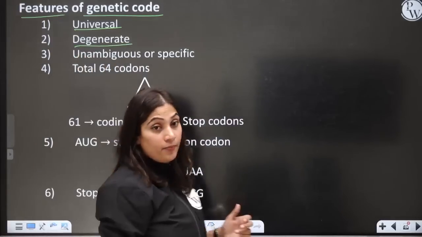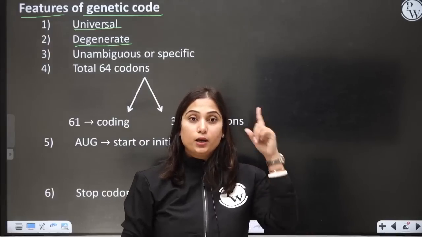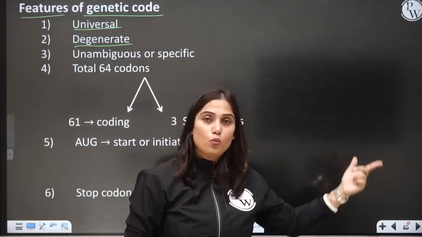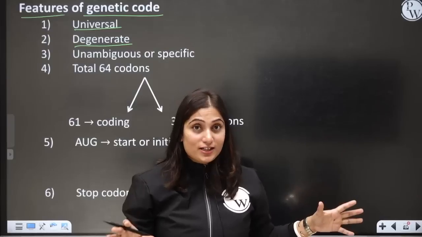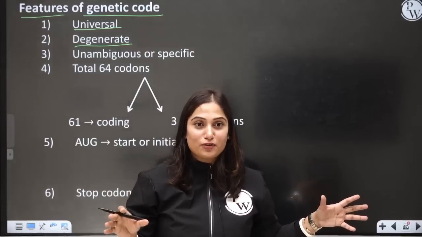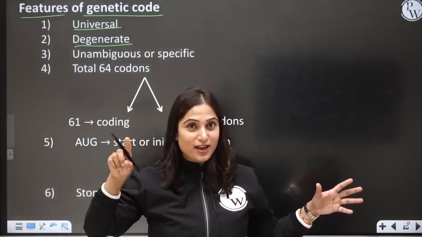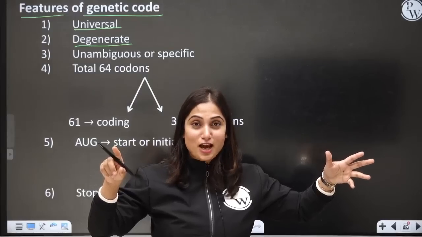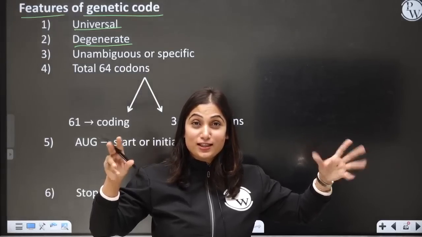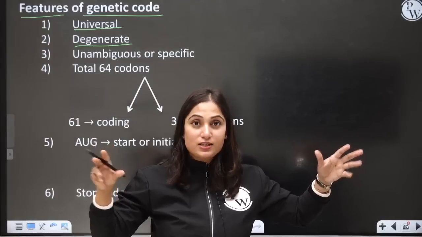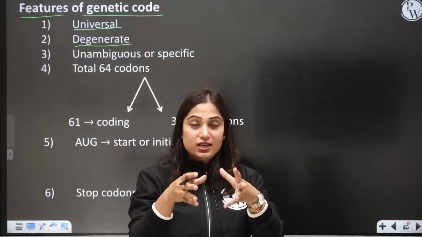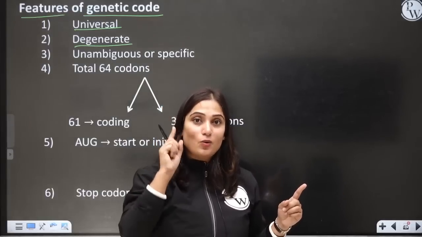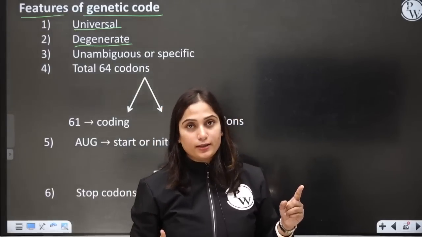Degenerate means that one amino acid is coded by more than one codon, because the words in this language are 64, and out of them the words which have meaning are 61, but the kinds of amino acids they have to code for are only 21. That means in this language there are many synonyms, many meanings have the same word. So one amino acid is coded by more than one codon. That is the degenerate condition.